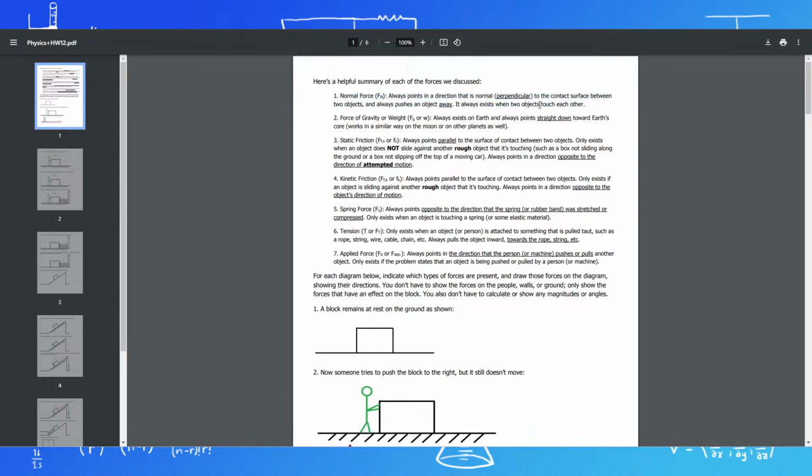So the first type of force is normal force. It is called normal force not because it's normal in the sense that it's ordinary, but because of the mathematical definition of the word normal. In math, in geometry specifically, the word normal means perpendicular. And it even says right there, always points in a direction. Actually, let me zoom this in a little bit.